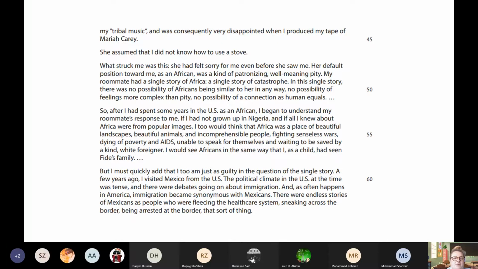A few years ago, I visited Mexico from the US. The political climate in the US at the time was tense, and there were debates going on about immigration, and, as often happens in America, immigration becomes synonymous with Mexicans. There were endless stories of Mexicans as people who were fleecing the healthcare system, sneaking across the border, being arrested at the border, that sort of thing.